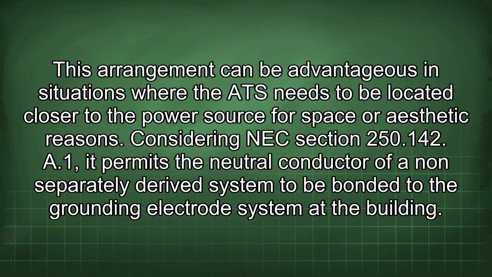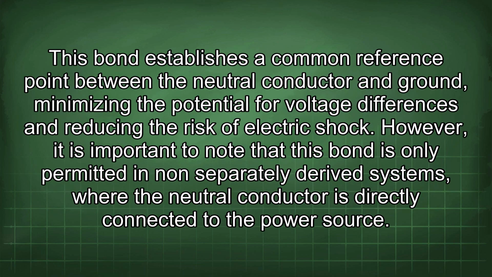Considering NEC section 250.142(A)(1), it permits the neutral conductor of a non-separately derived system to be bonded to the grounding electrode system at the building. This bond establishes a common reference point between the neutral conductor and ground, minimizing the potential for voltage differences and reducing the risk of electric shock. However, it is important to note that this bond is only permitted in non-separately derived systems, where the neutral conductor is directly connected to the power source.